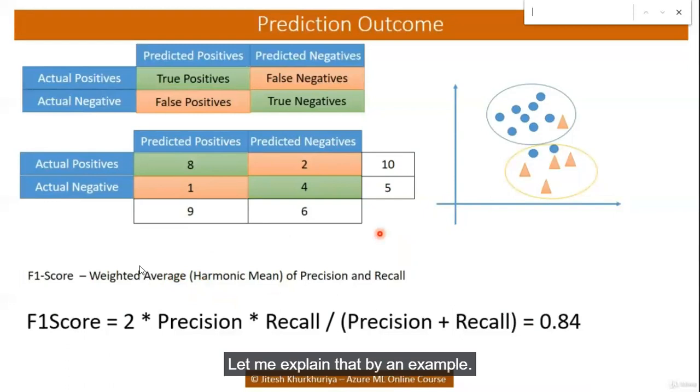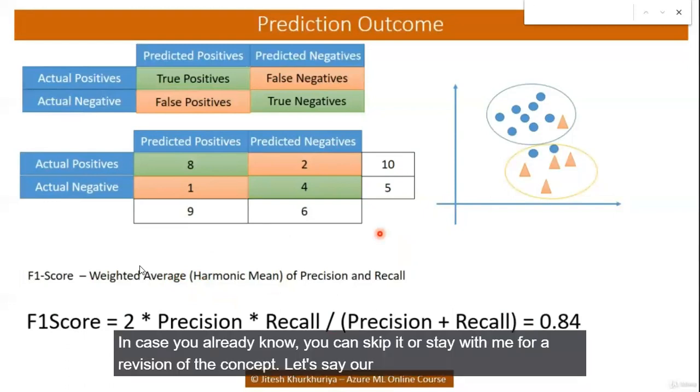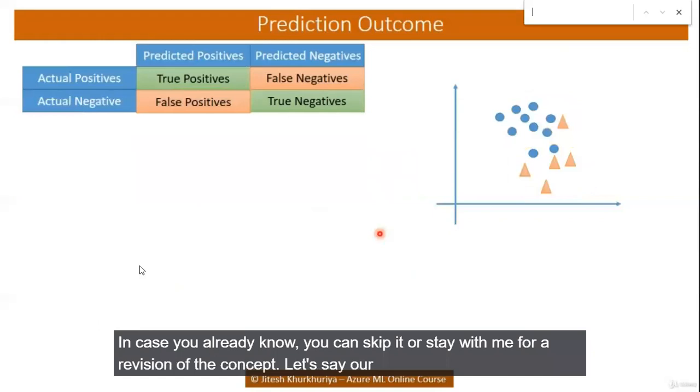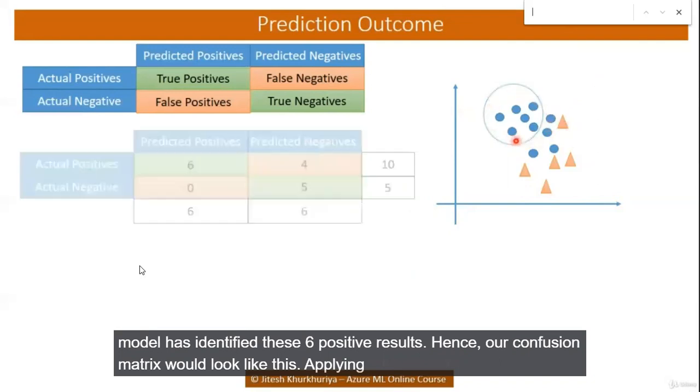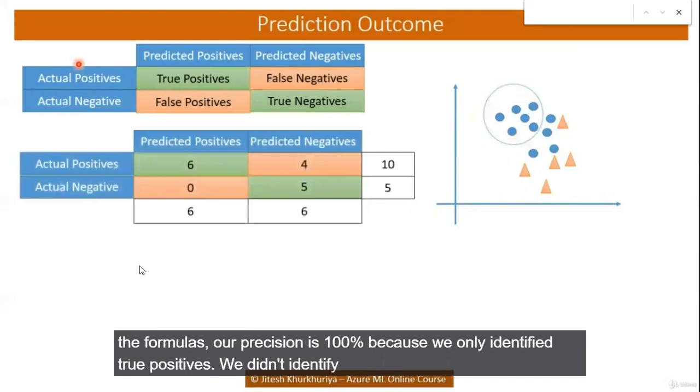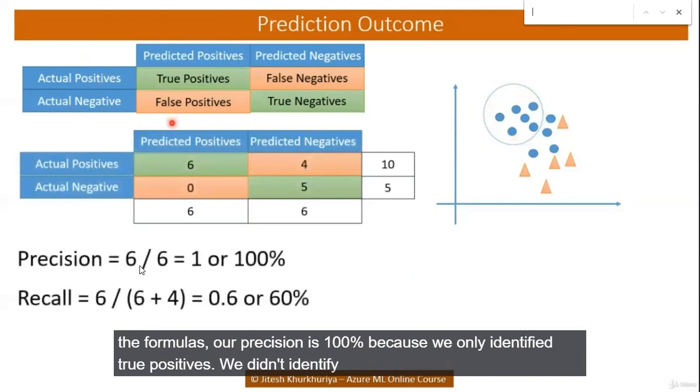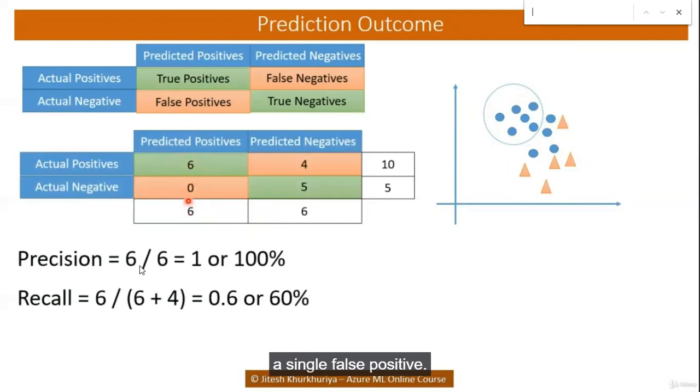Let me explain that by an example. In case you already know, you can skip it or stay with me for a revision of the concept. Let's say our model has identified these 6 positive results. Hence, our confusion matrix would look like this. Applying the formulas, our precision is 100% because we only identified true positives. We didn't identify a single false positive, and the recall is only 60%.